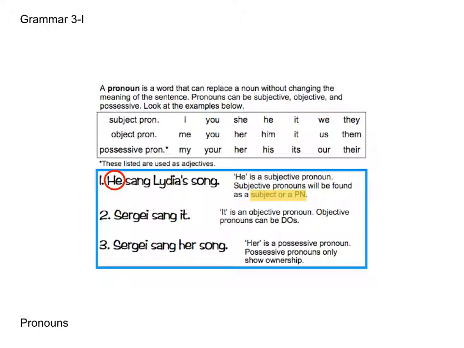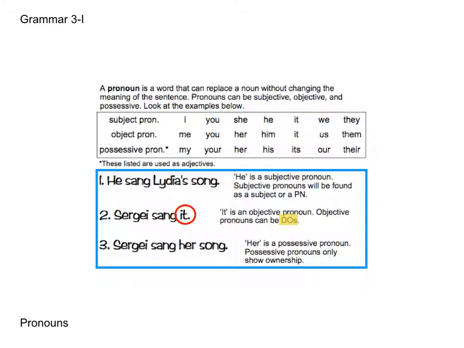Now let's look at the next sentence. We have, Sergey sang it. So it is an objective pronoun. Objective pronouns can be direct objects. What is being sung? It is being sung. The song has been sung.